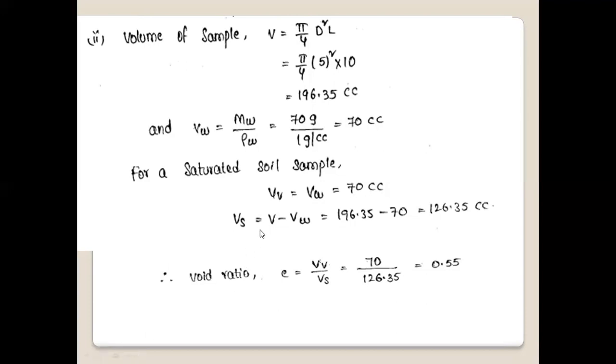So volume of solids equals total volume minus Vw. This formula comes from the total volume V equals Vs plus Vw plus Va. Here Va equals 0. Then finally Vs equals V minus Vw. The total volume is 196.35 minus the volume of water, 70, equal to 126.35 cubic centimeters. Then finally we find out the void ratio e equals volume of voids by volume of solids. Volume of voids is 70 and volume of solids is 126.35. Substituting, finally the void ratio equals 0.55.